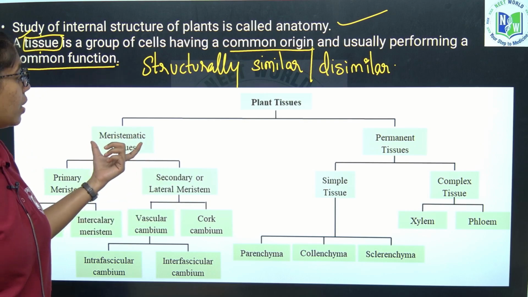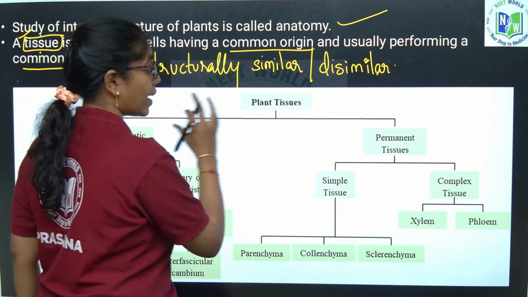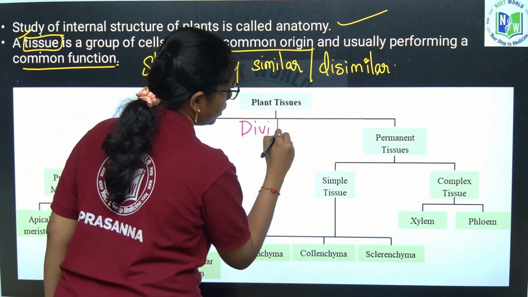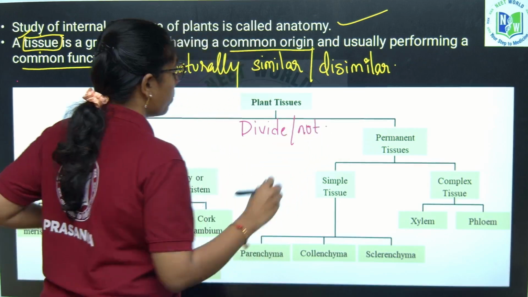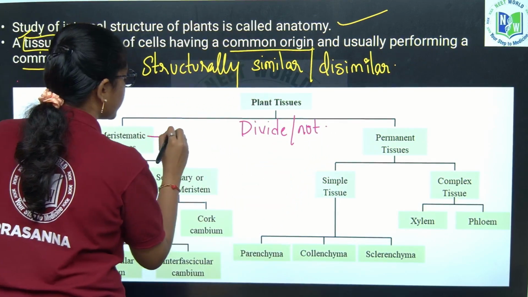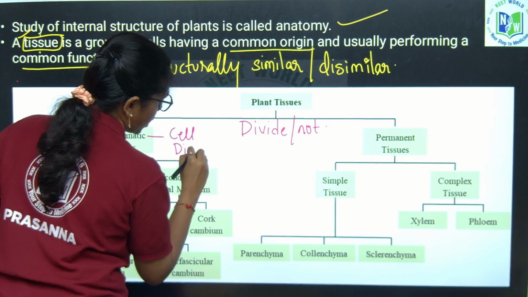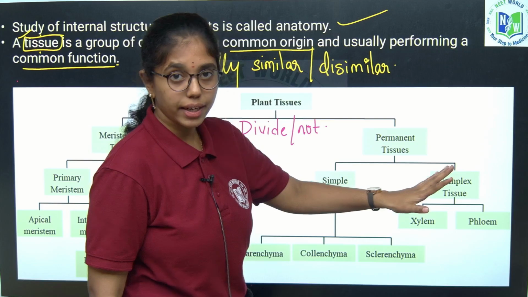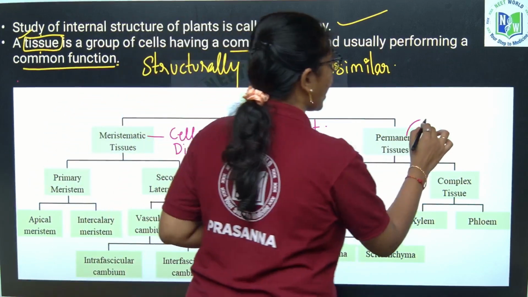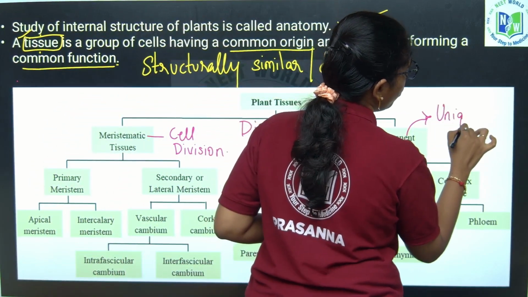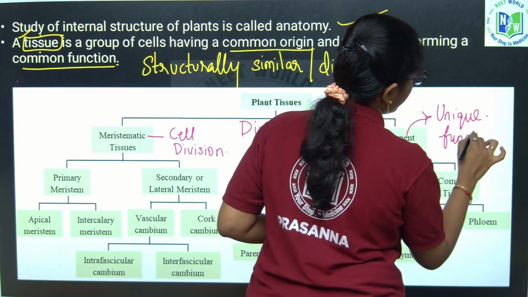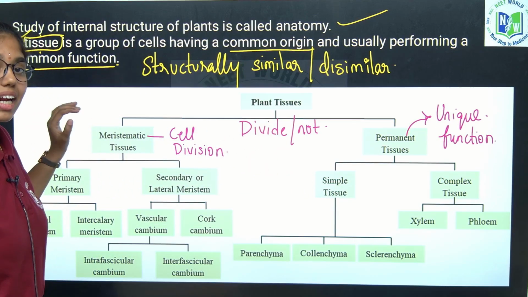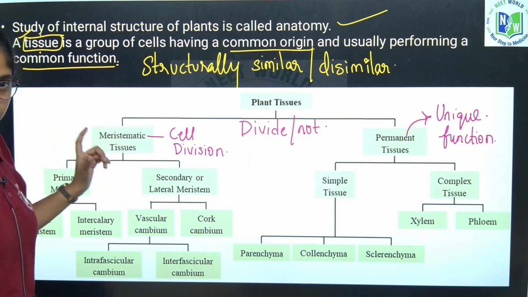Firstly, they are classified as meristematic tissues and permanent tissues, based on only one term, that is whether they can divide or not. Meristematic tissues' only activity is cell division. Permanent tissues cannot divide. Each permanent tissue has its own unique functional responsibility. So those cells which are continuously dividing are placed under meristematic tissues.